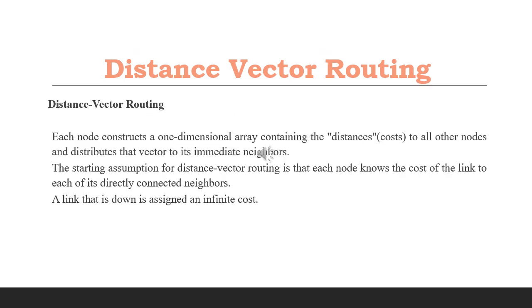Each node constructs a one-dimensional array containing the distances to all other nodes and distributes that vector to its immediate neighbors. The starting assumption for distance vector routing is that each node knows the cost of the link to each of its directly connected neighbors. A link that is down is assigned an infinite cost.